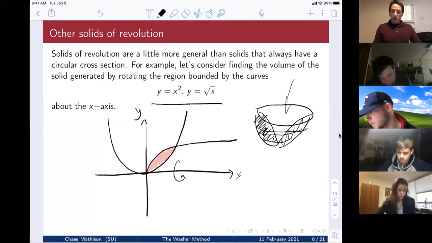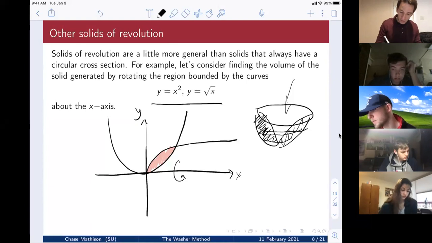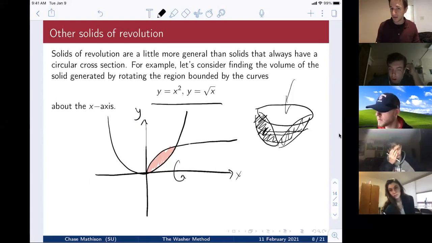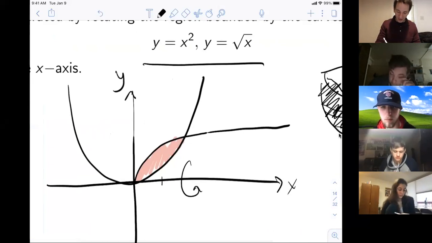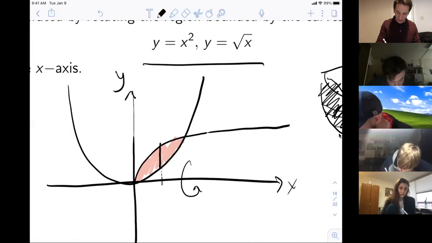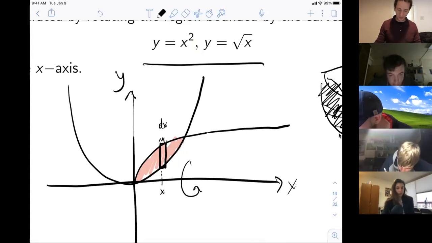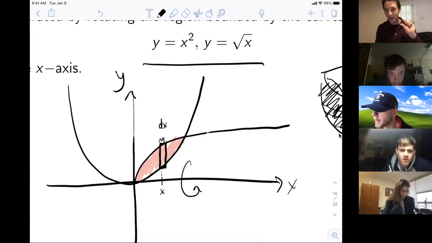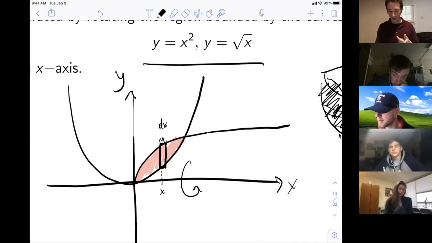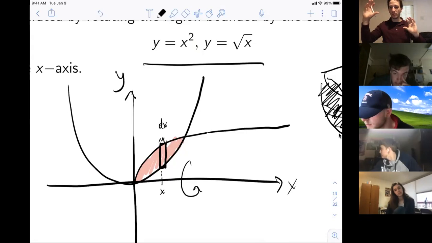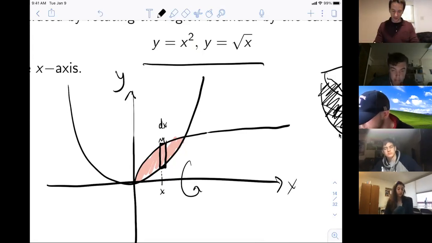Okay. So to find this volume, I'm going to do the exact same thing that we did before. And it's the exact same thing that we're going to do for any really applied problem in this course. You're going to take a little sliver. So I'm going to take a little sliver of this region here at x, and it has a width of dx. And I'm going to rotate that little sliver around the x-axis. Instead of focusing on the whole region, just focus on one small sliver of it.